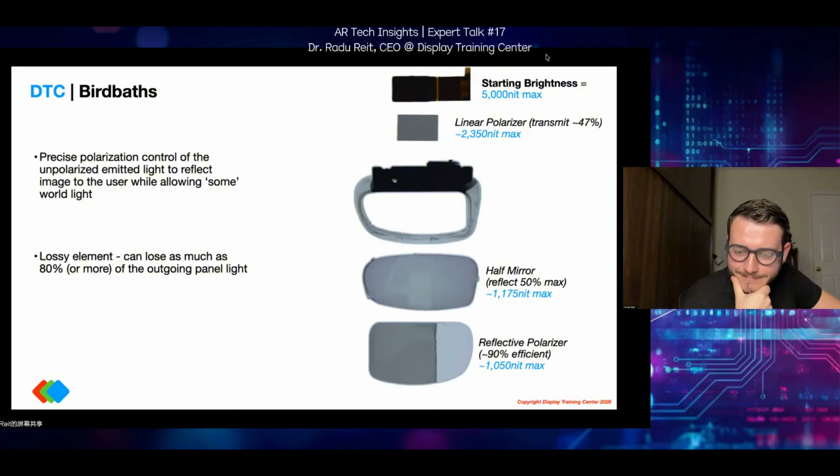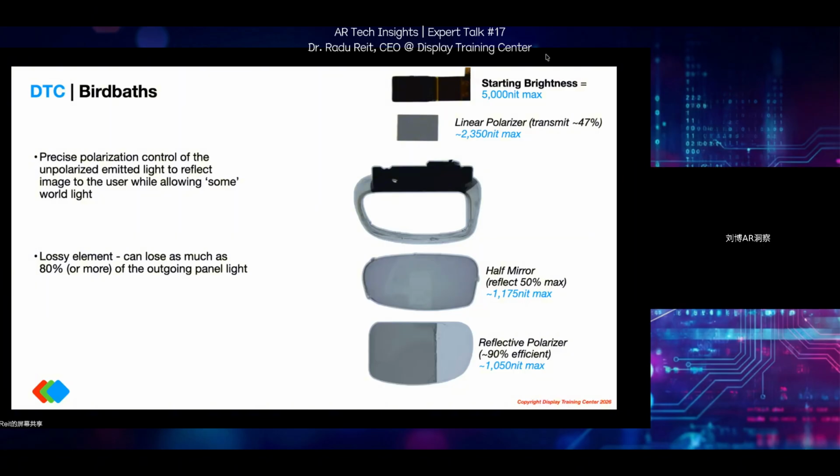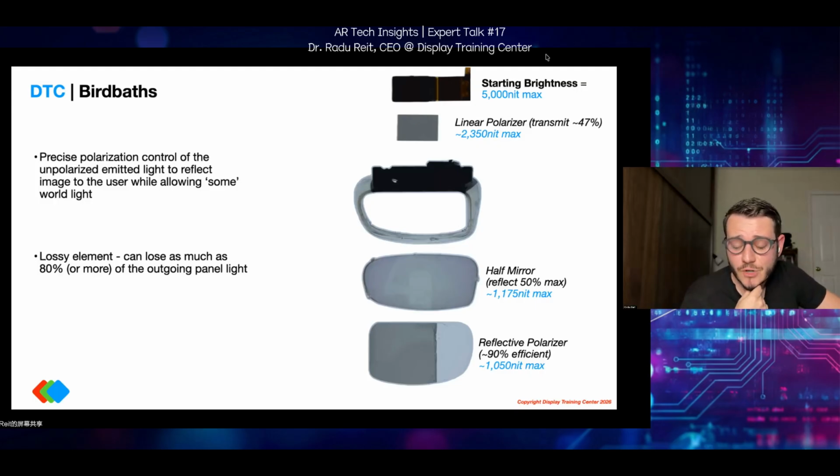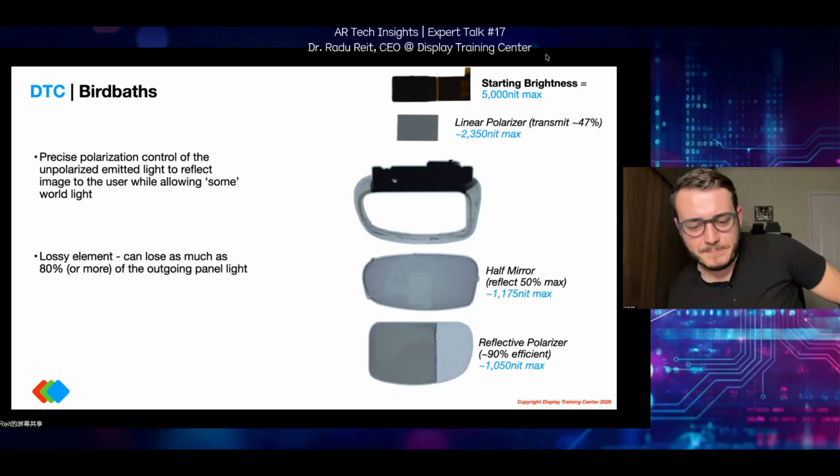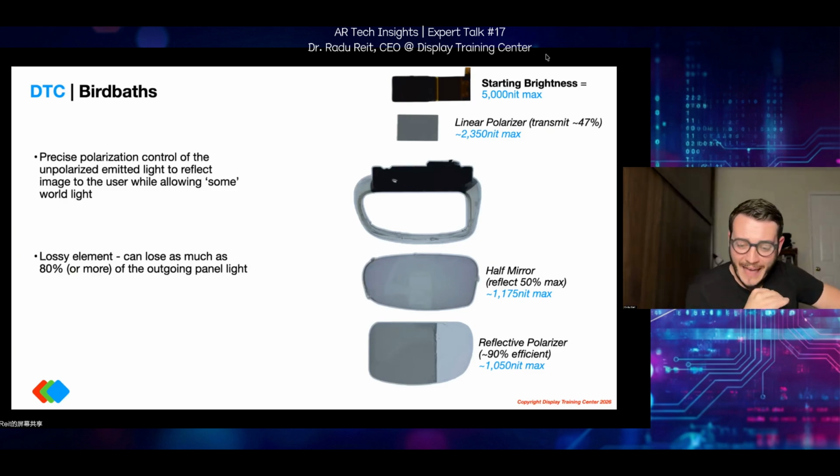Yeah, it's roughly like 20% of the original light. Yeah. So, in defense of the big brands, they are advertising correct values. If somebody told me that we have a 5,000 nit display that's being delivered to my eye, I would immediately call BS, because there's no way to get that with any birdbath optic using an OLED panel today.